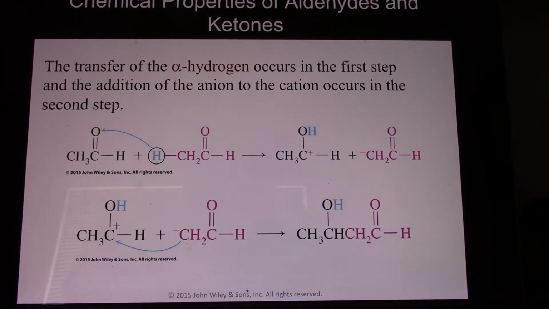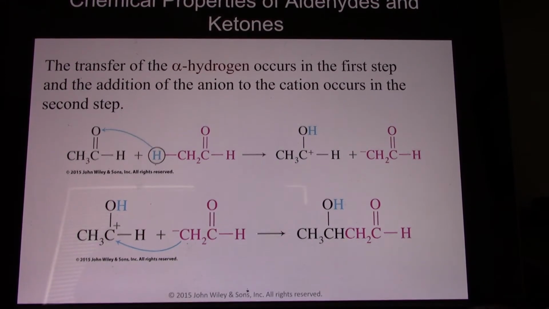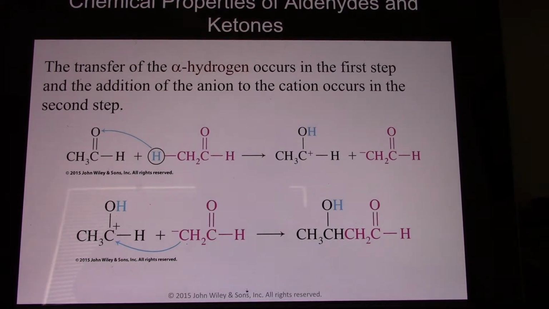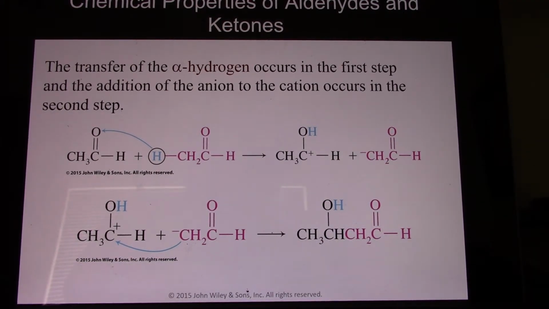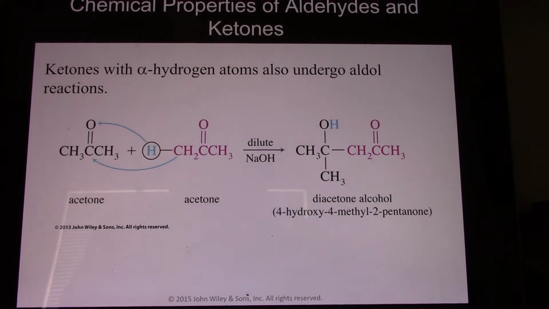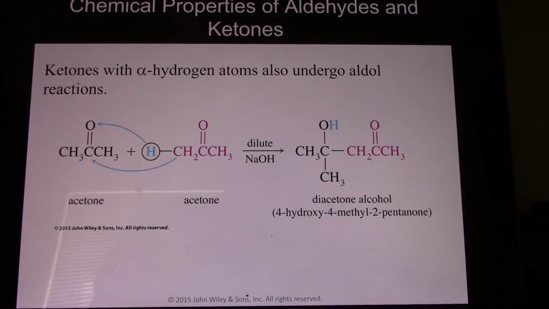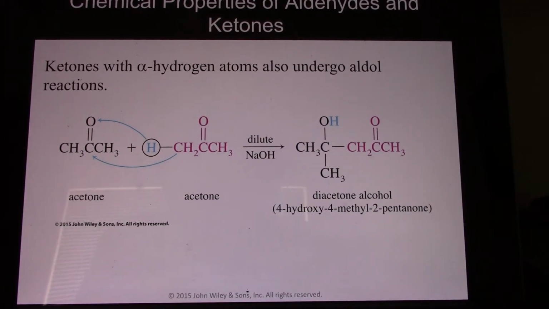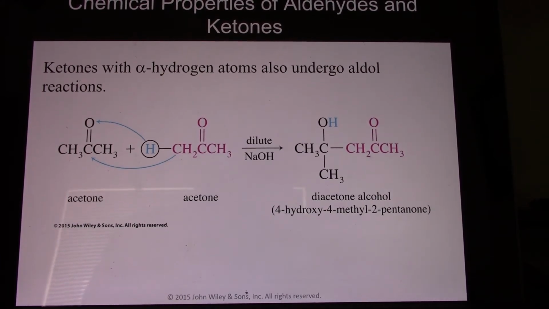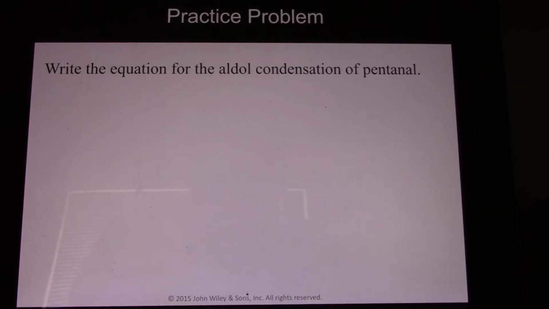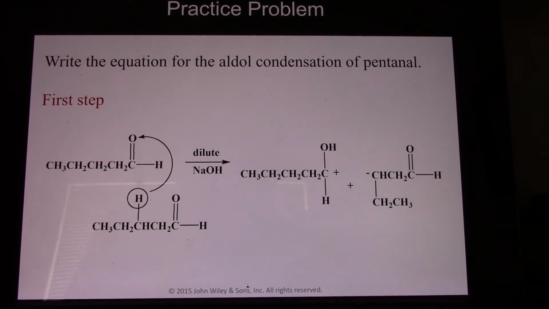Again, alpha protons are much more acidic than you would think. They're easier to remove, putting a negative charge on this carbon, and that negative charge can then attack the carbonyl, forming our condensation product. So ketones with alpha hydrogen atoms also undergo aldol reactions. Same exact thing. Again, alpha protons are much more acidic than normal protons attached to carbon, so they can be removed, putting the negative charge on this carbon, and that negative charge then attacks this carbon, pushing the electrons up, forming the alcohol group. So pentanal.